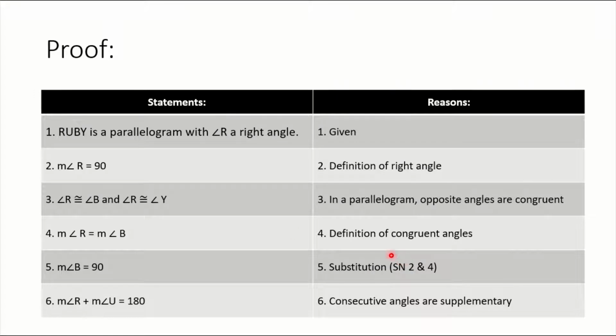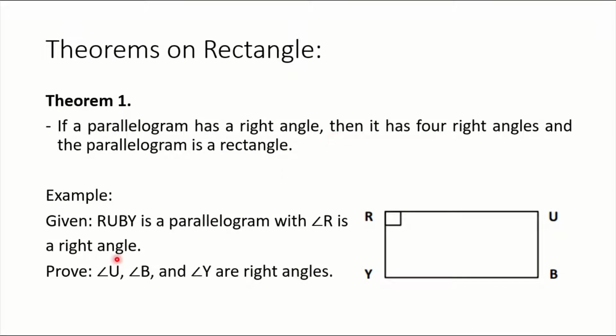Okay, so this is the proof. Do you still remember proving? I hope you still remember. On the left side, we have the statements, and on the right side the reasons. So number one: RUBY is a parallelogram with angle R, a right angle. That is given. Ayan po yun, diyan po galing sa given. So this is the statement and this is the reason.